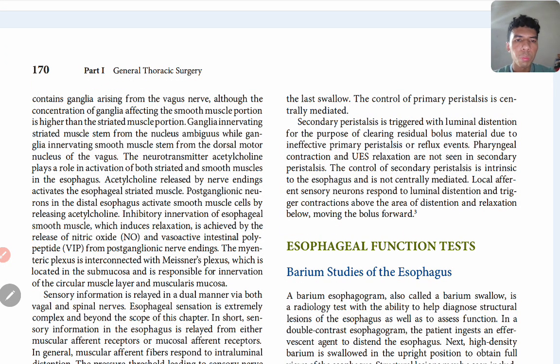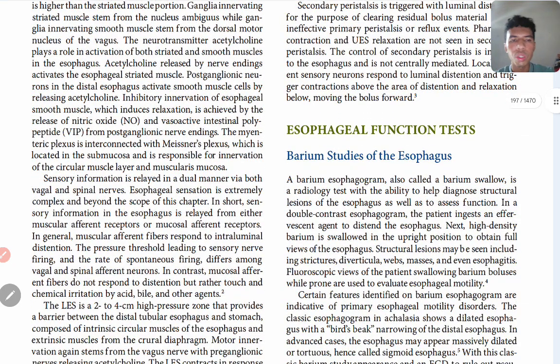The control of primary peristalsis is centrally mediated. Secondary peristalsis is triggered with luminal distension for the purpose of clearing residual bolus material due to ineffective primary peristalsis or a reflux event. Pharyngeal contraction and UES relaxation are not seen in secondary peristalsis. The control of secondary peristalsis is intrinsic to the esophagus and is not centrally mediated. Local afferent sensory neurons respond to luminal distension and trigger contraction above the area of distension and relaxation below, moving the bolus forward.